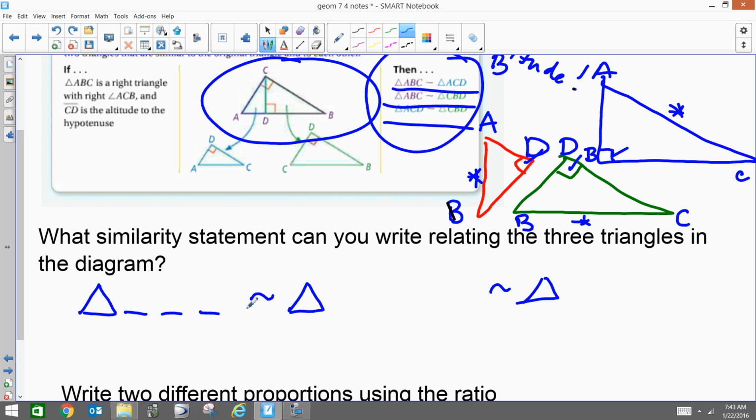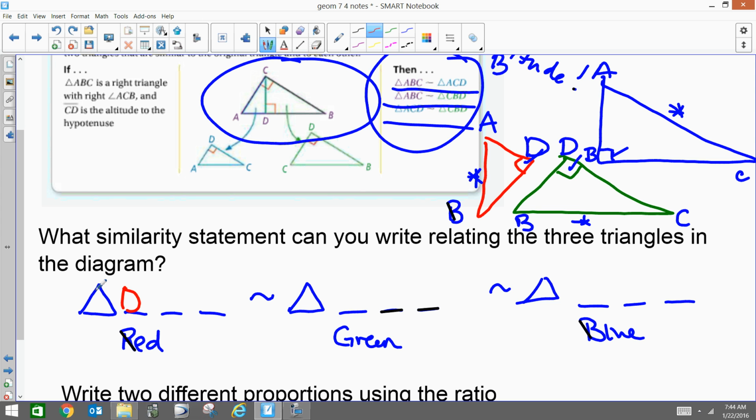Okay, 1, 2, 3 letters, 1, 2, 3 letters, 1, 2, 3. Okay, let's do these. This is my red one. This is my green. This is blue. All right, so the red triangle, let's get the right angle matched up with the right angle for the green one, and blue one, of course, is B. Okay, remember that's how we do this similarity statement.